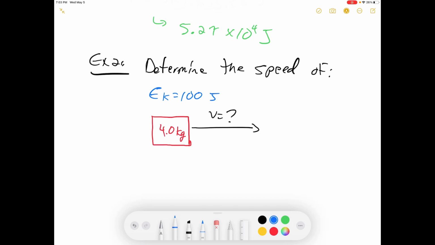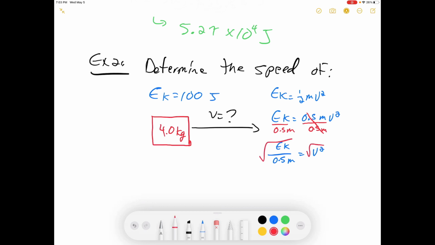Well, what we're going to do is work the algebra out first. So on the side over here, I'm going to write EK is equal to 1/2 mv squared. I can rewrite this as EK is equal to 0.5 mv squared. We'll divide both sides by 0.5 m to remove it from the right side. And then that gives us EK over 0.5 m is equal to v squared, and we'll root both sides just to get v.